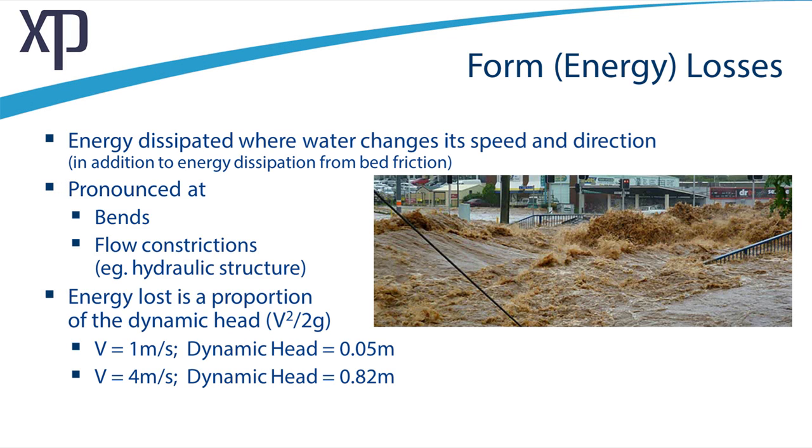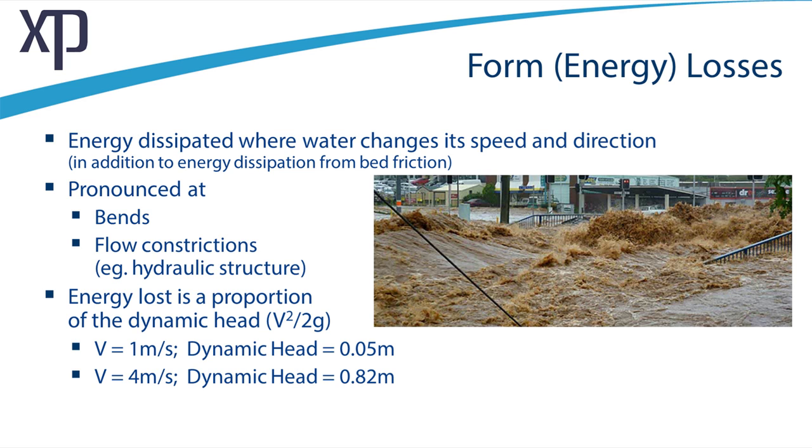So, with structures, a lot of energy can get dissipated, and effectively what's happening there is as water changes its speed and direction, it loses energy. And this is very much in addition to the energy dissipation from bed friction. So it's an additional loss that occurs besides your Manning's n roughness. This is really only pronounced at sharp river bends, not gradual ones, and flow constrictions, which of course are bridges, culverts, anywhere where the water is forced to contract and then expand.